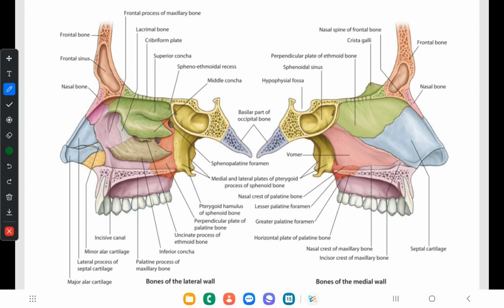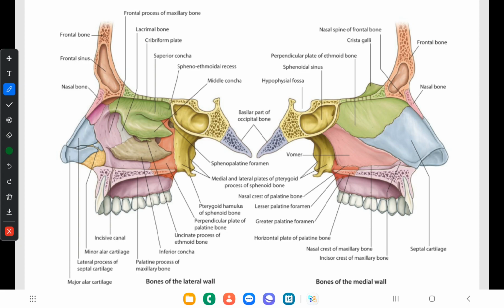Hiatus semilunaris is a curved cleft below and in front of the bulla ethmoidalis. Then the infundibulum here. The infundibulum is a duct-like passage beginning at the anterior end of the hiatus, and anterior ethmoidal sinus opens into it. Frontal sinus opens into the infundibulum by frontonasal duct. Opening of the maxillary air sinus lies below the bulla ethmoidalis.